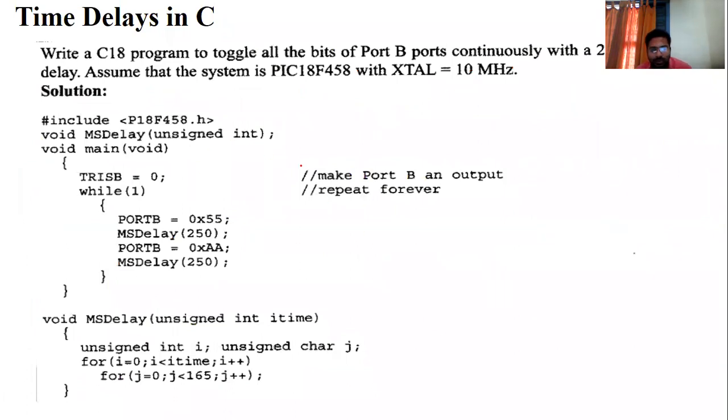Write a C program to toggle the values continuously with a 250 millisecond time delay. When we are using the time delay, we can specify the values like this, 250 millisecond values. Assume the system clock frequency is 10 megahertz.